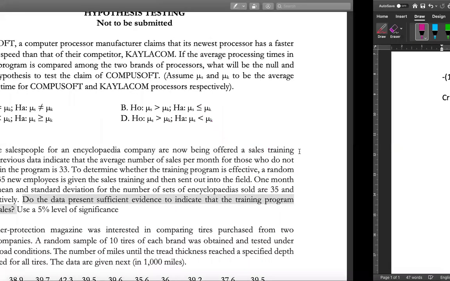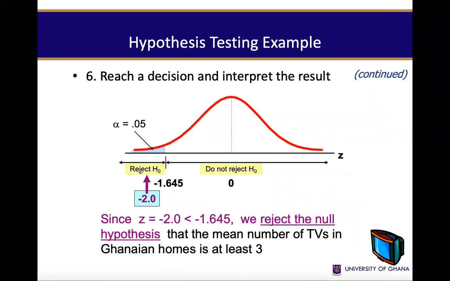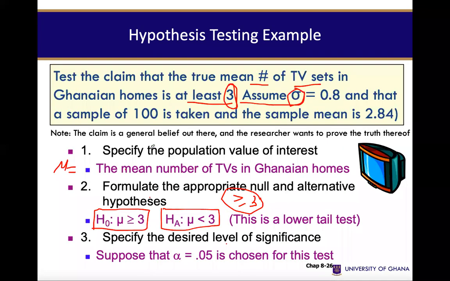So since negative 2.0 is less than negative 1.645, it falls within the rejection region. We reject the null hypothesis. Now that we have rejected the null hypothesis, how do we conclude? Can you show us how we will conclude?